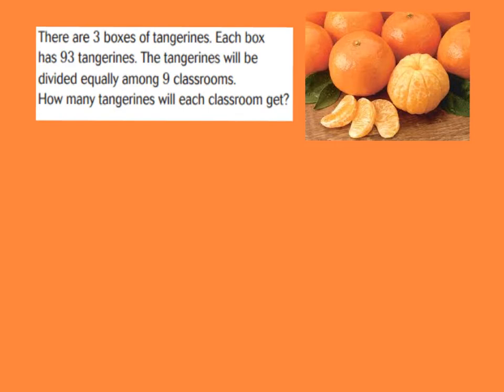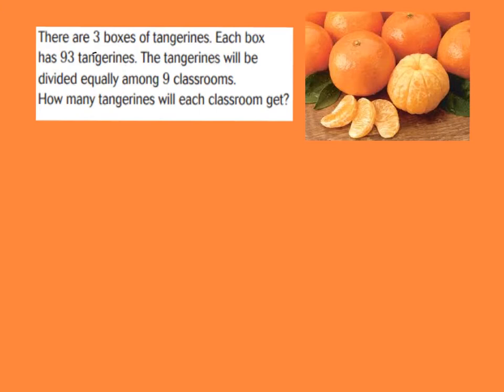All right, boys and girls, let's take a look at problem number 3 in your Go Math book. This problem says there are 3 boxes of tangerines. Each box has 93 tangerines. The tangerines will be divided equally among 9 classrooms. How many tangerines will each classroom get? So the first thing that I notice is that I've got 3 boxes.